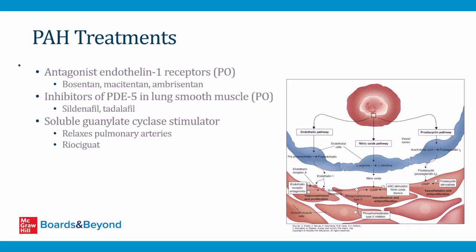Now, however, there are a bunch of new classes of drugs. They're shown on this slide, and many of these are oral drugs, and this has made it much easier to treat PAH. So the first group are the antagonists to the endothelin-1 receptors. These are oral drugs. The classic drug is bosentan, but some others have come along as well. Another group are inhibitors of PDE5 in lung smooth muscle. So these drugs work through the same mechanism that drugs used to treat erectile dysfunction work. They are drugs like sildenafil, which is used to treat erectile dysfunction, but it can also be used to treat PAH. And then lastly, there are so-called soluble guanylate cyclase stimulators. These are drugs that relax the pulmonary arteries and cause vasodilation. The major drug in this class is riociguat.